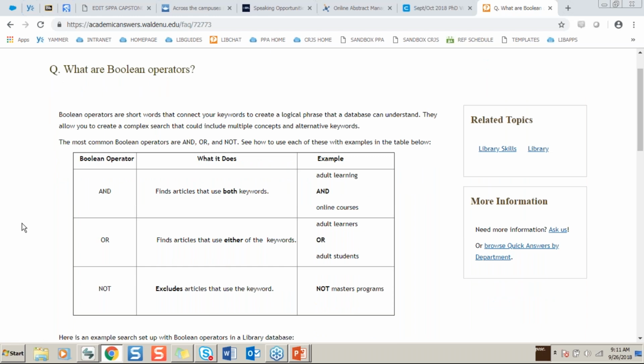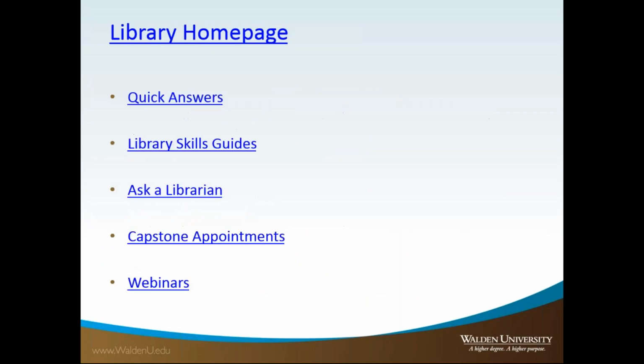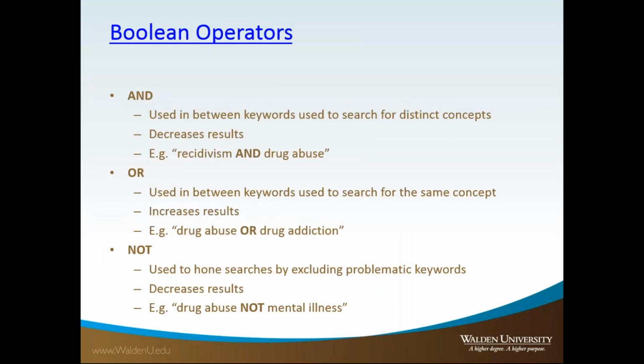All Boolean operators are the words and, or, and not. So what you see over here in this left-hand column. And these are words that we are going to use in between our keywords or our search terms when we're searching in the databases. So I think I like my graphic better here. So three words, and, or, and not.